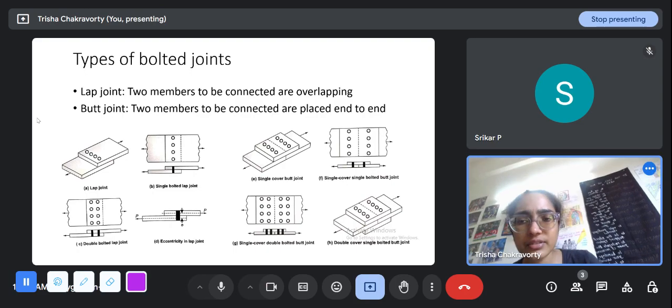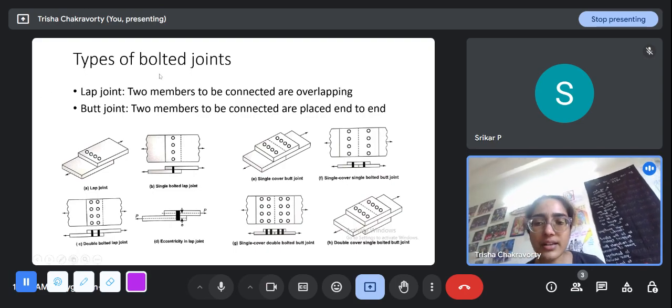There are two types of bolted joints: lap joints and butt joints. In lap joints, the two members are connected by overlapping, like this. And in a butt joint, two members are to be connected end to end. So we need a cover plate on top, or on top and bottom both.